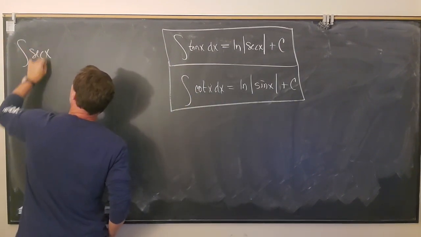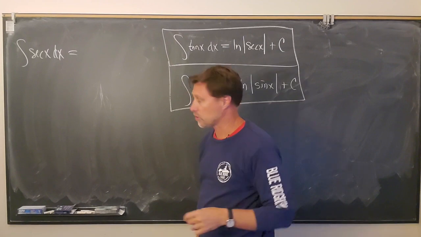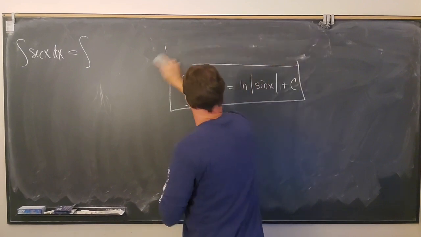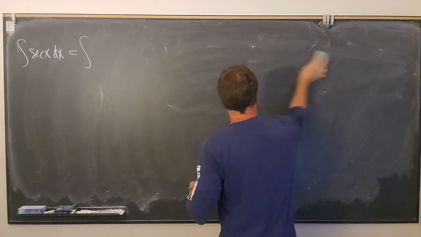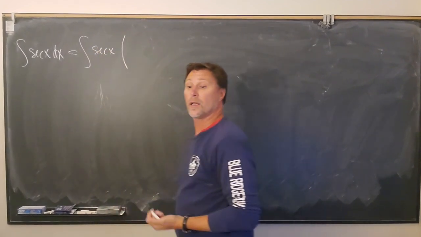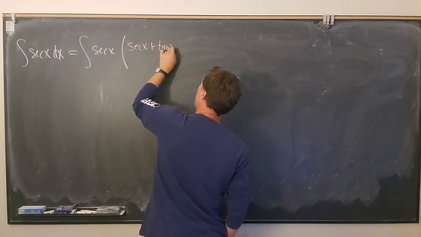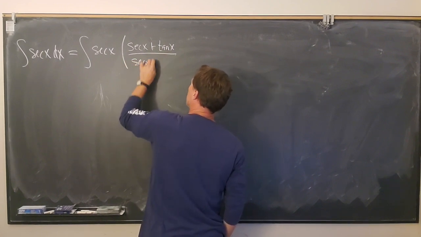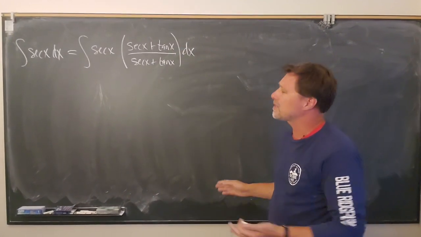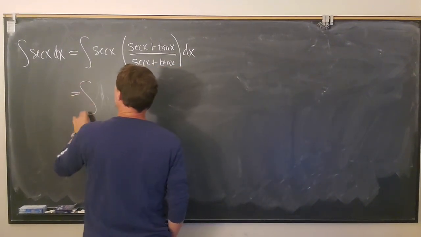And this one requires a trick that you're definitely not expected to understand why someone smart came up with this trick. You're also not expected to memorize the trick. You should memorize the formula once we get to it. But here's the idea. What we're going to do is multiply by 1 in a clever way. And the clever way is secant x plus tangent x divided by secant x plus tangent x, dx. There's no real reason at this moment to think that's the obvious thing to do. But now let's multiply things out and see why this works.